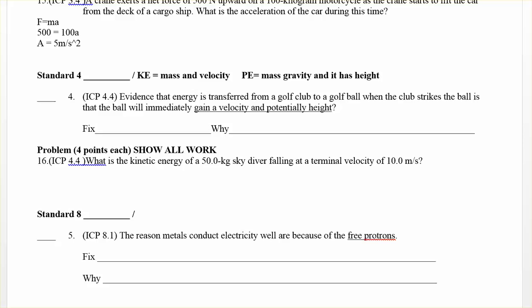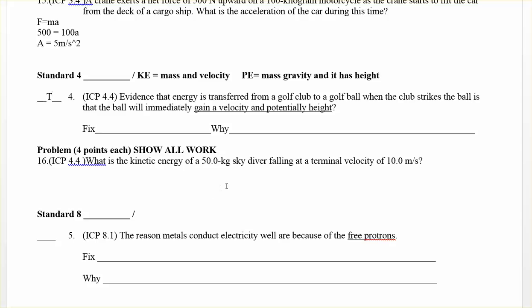So, evidence that energy is transferred from a golf club to a golf ball when the club strikes the ball is that the ball will immediately... So if it has energy, it's either going to have mass and velocity, or it's going to have mass, gravity, and height, or some type of combination. They're saying it's gaining velocity, so already we know it's true because it's gaining kinetic energy. And if it's gaining potentially height, so if you hit the golf ball and it actually goes up in the air too, then it's also gaining potential energy. So this right here is all around, yay, it's true. You don't have to do anything with it except put down true in this case. But as you can tell, we talked about lots of things there.